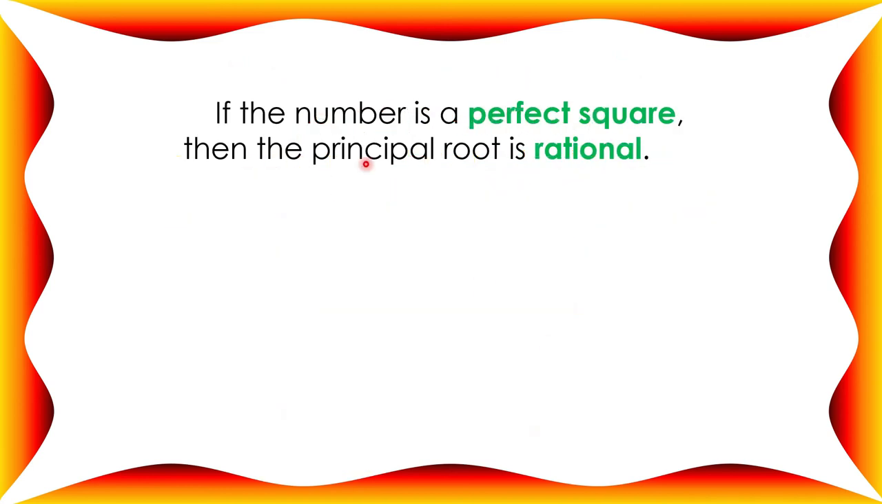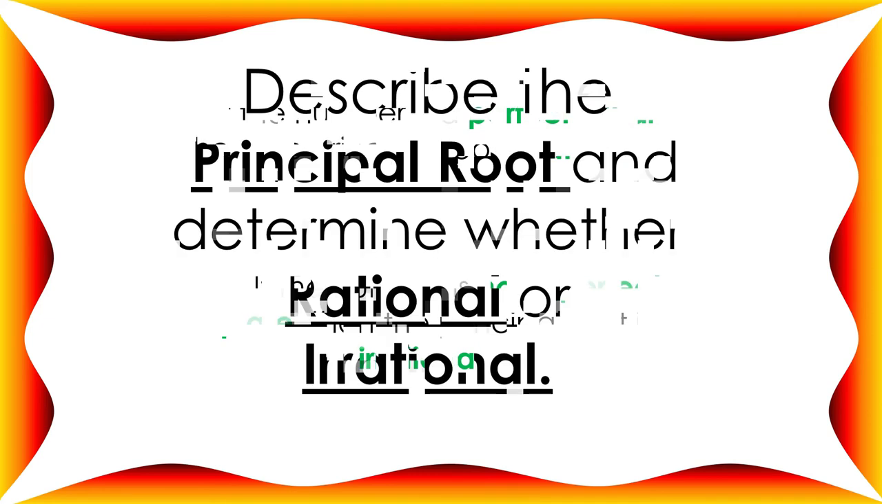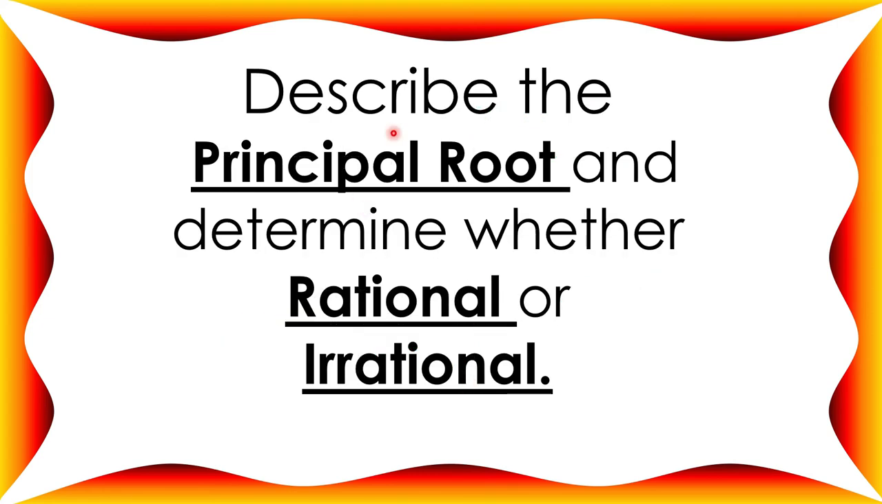Now, if a number is a perfect square, then the principal root is rational. But if the number is not a perfect square, then the principal root is irrational. So we have two types of principal root or square root, rational or irrational. Now, describe the principal root and determine whether they are rational or irrational.